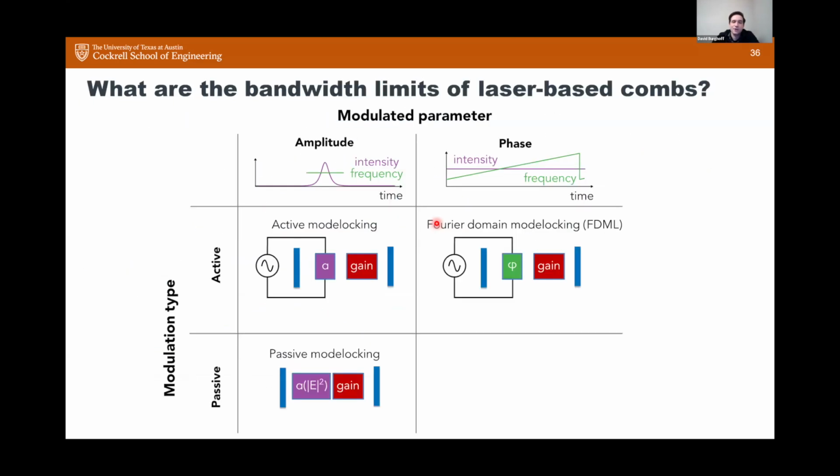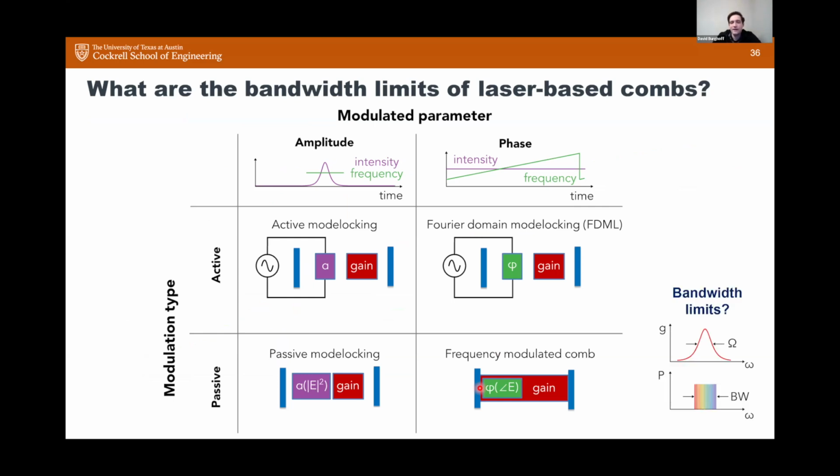And so if you want to go back to this chart that I mentioned earlier, I mentioned passive mode locking, where the laser is modulating its own amplitude. You can think of these FM combs as being a laser whose phase is modulating itself. So they really fall into this fourth quadrant of phase modulated lasers. This concept is actually fairly powerful, and the reason comes down to the bandwidth limits. If you're wondering how broadband these can potentially be, it turns out they can be quite broadband. It depends on the gain medium.